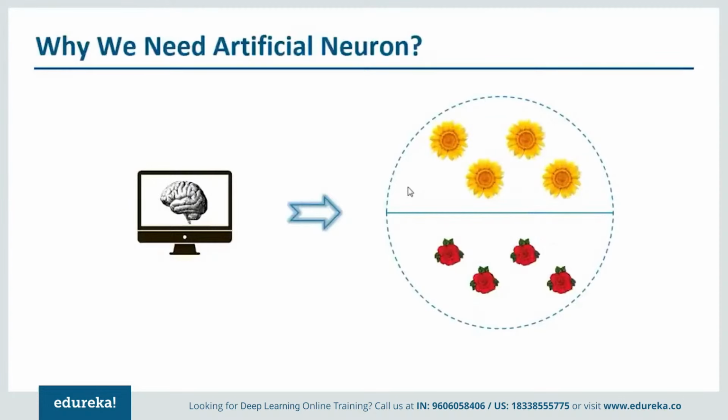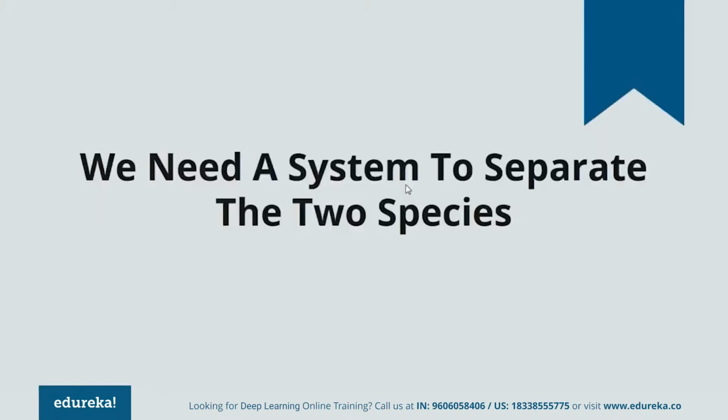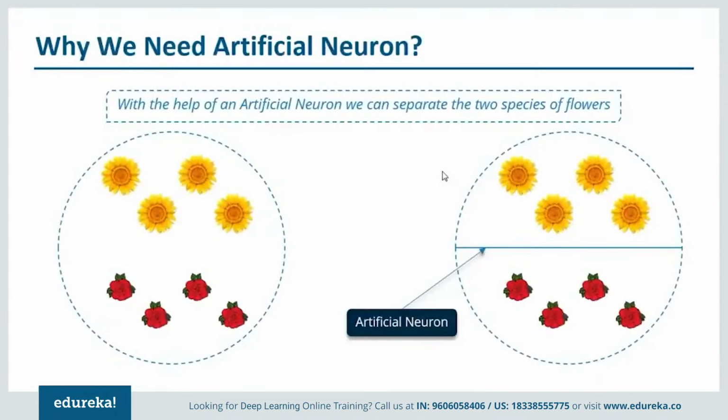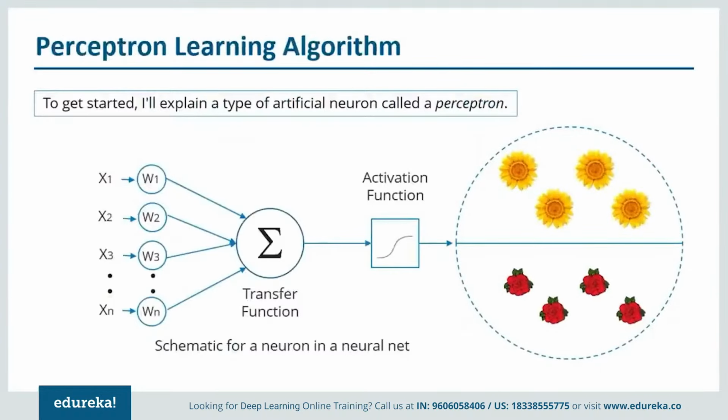So what we need here is some sort of a system that can actually separate the two species. And what is that system? It is nothing but an artificial neuron. So we need an artificial neuron, and one type of artificial neuron is a perceptron. Now let me explain the perceptron with the flow diagram in front of your screen. Over here we have a set of inputs like x1, x2, and so on till xn. These inputs will be multiplied with their corresponding weights, which are w1, w2, w3 till wn in our case.